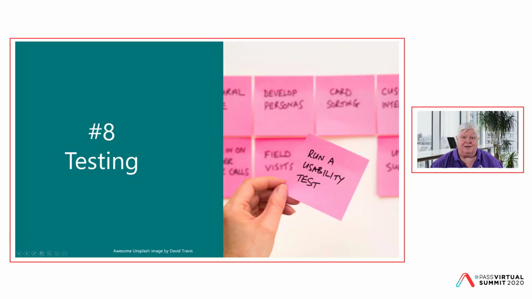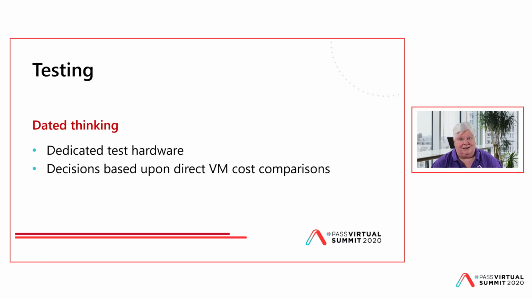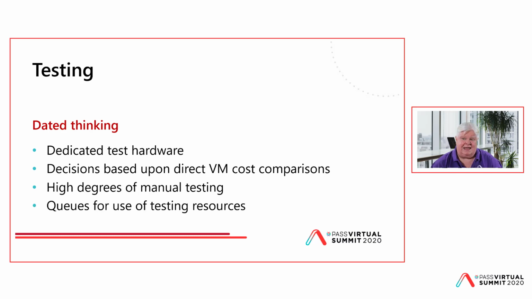The eighth area is to talk about testing. Now, I've been in lots of organizations who do this very differently to each other. A telltale sign of dated thinking is dedicated test hardware, lots of decisions that are taken based upon the cost of VMs, a high degree of manual testing going on, and often in those places, you'll find a queue for those testing resources.